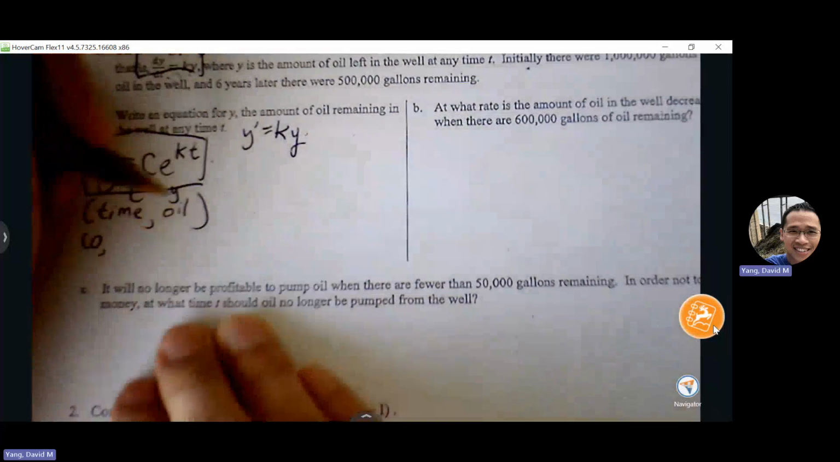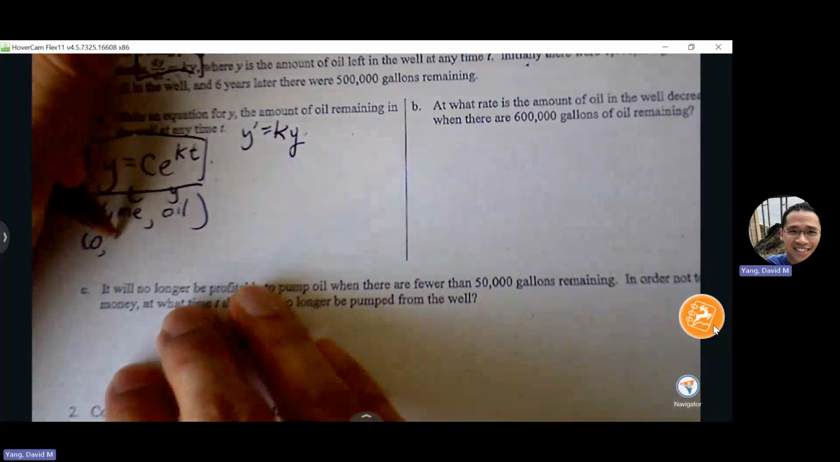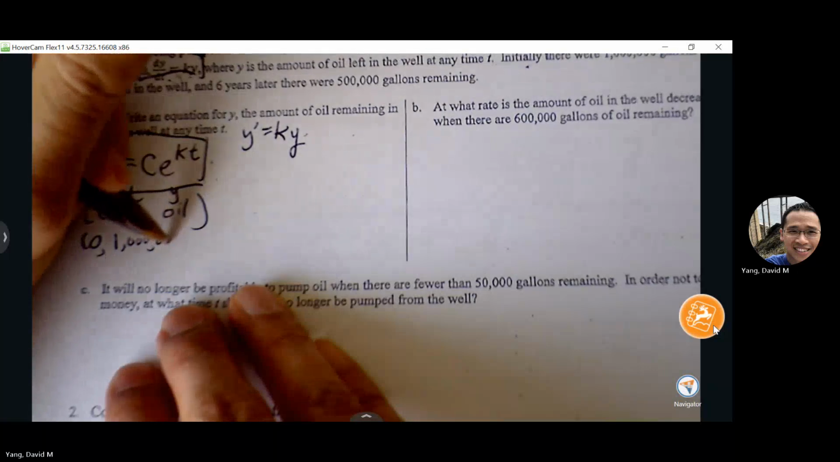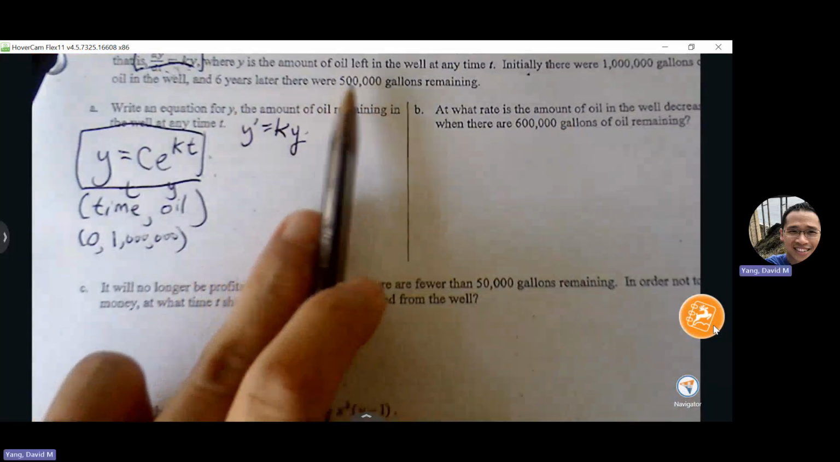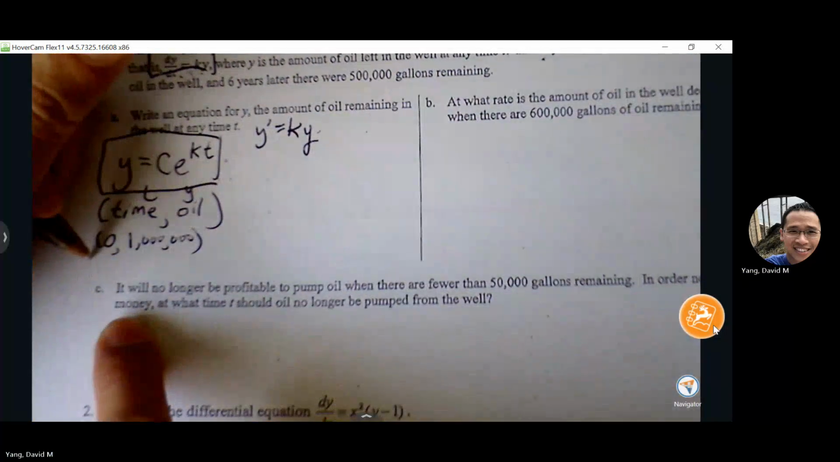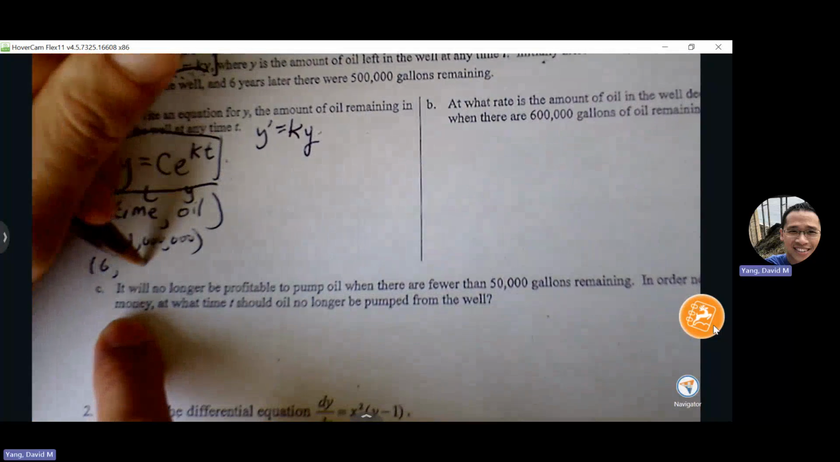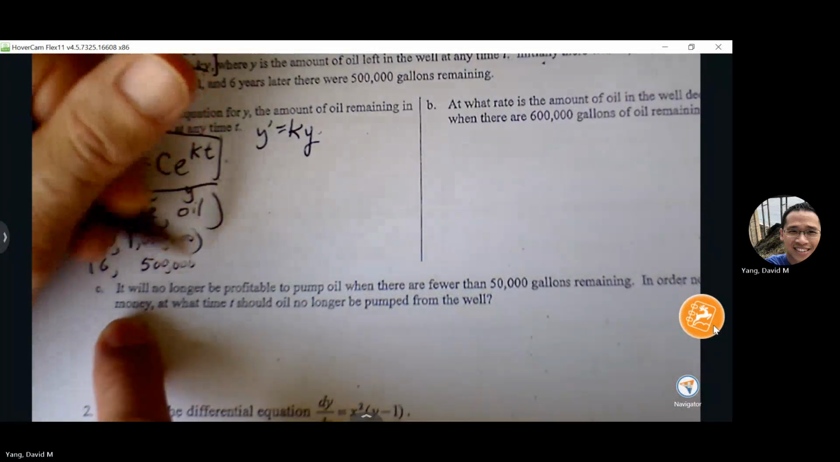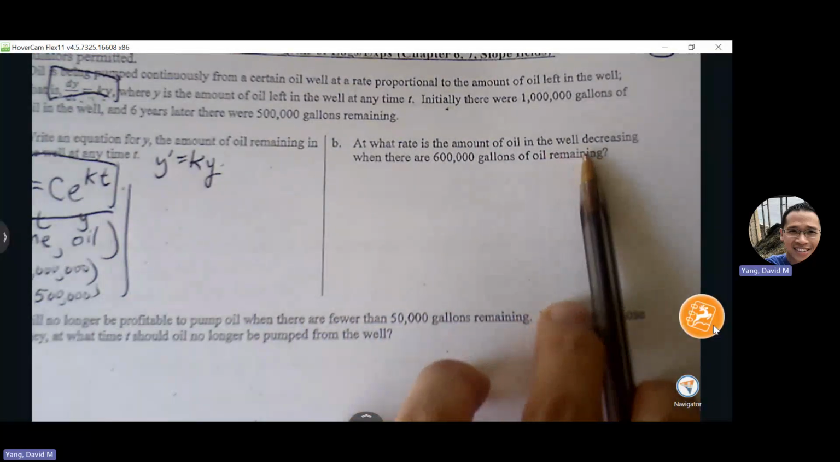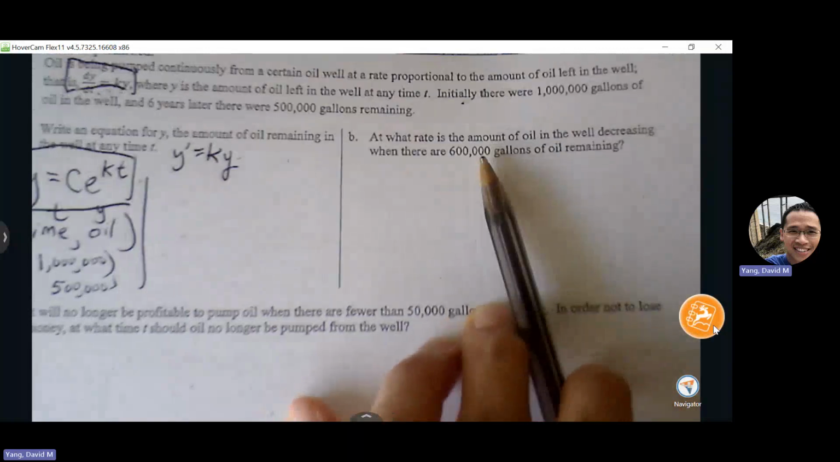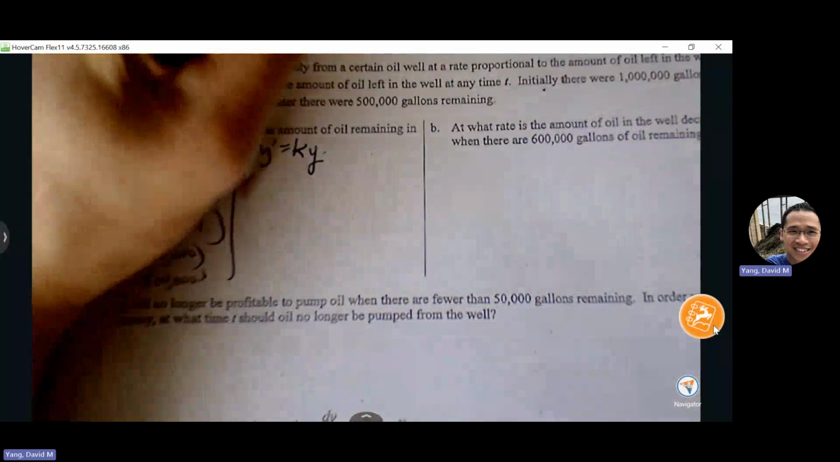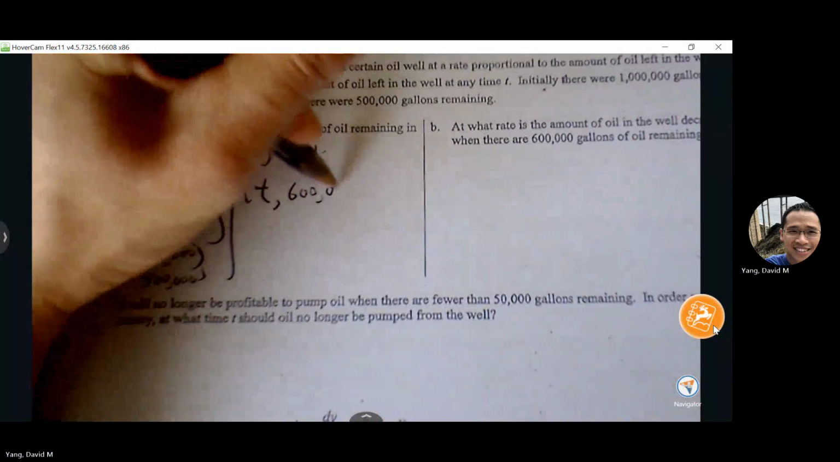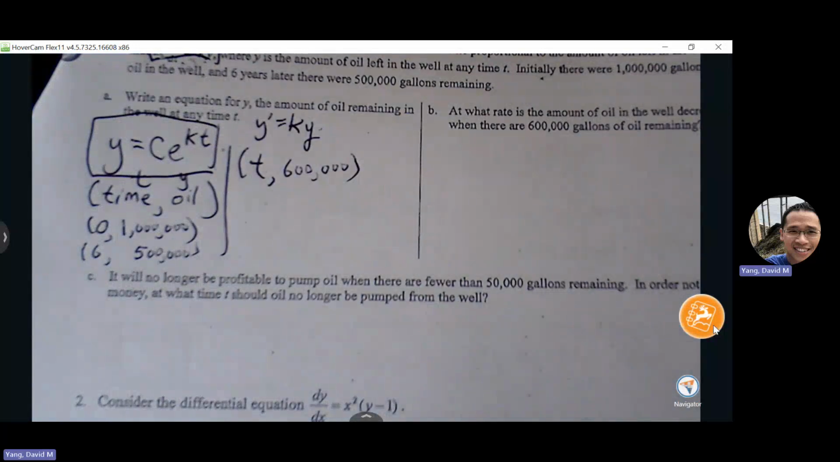So I'm just going to gather my information on the left side and just bleed into part B here. Six years later, 500,000 remaining was my second ordered pair. Yeah, (6, 500,000). And my third ordered pair: at what rate is the amount of oil in the well decreasing when there's 600,000 gallons of oil remaining? So it's going to be (t, 600,000). We're going to do that at the very end, right? We're not going to do that until we've used our first ordered pairs to build our equation.